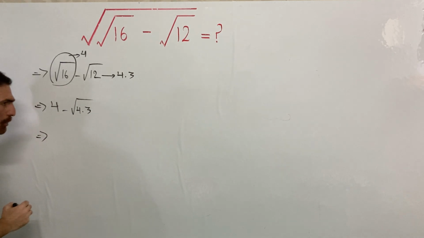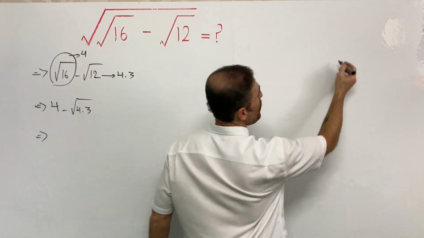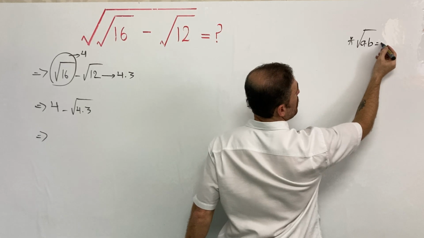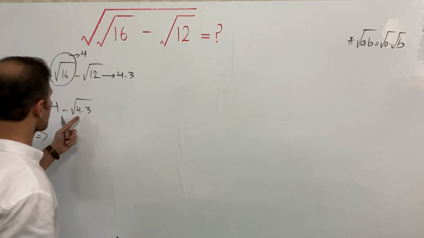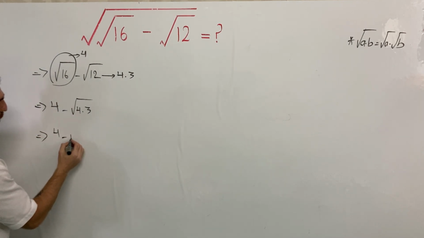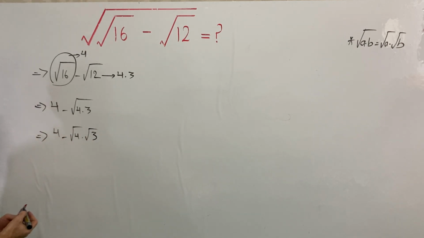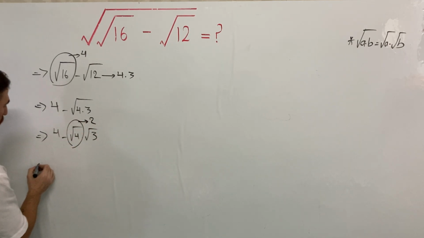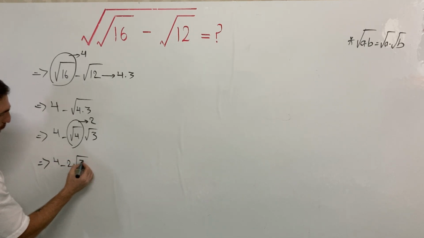But what is the next step? To continue the solution, I'm going to get help from a math rule that says the square root of a times b is the square root of a times the square root of b. So the square root of 4 times 3 can be written as the square root of 4 times the square root of 3. Now, as you know, what is the square root of 4? The square root of 4 is 2. Let me rewrite it: 4 minus 2 times the square root of 3.